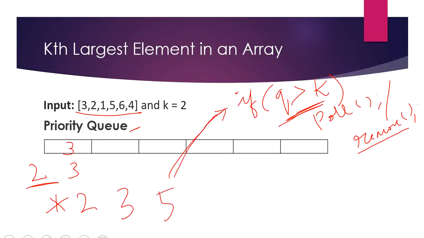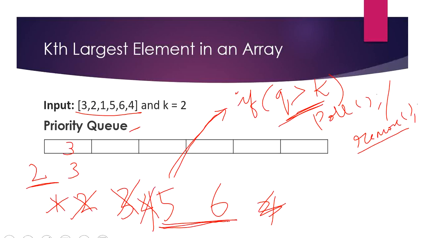Yes, again it checks the condition. It exceeds the limit, so remove the top element. The same way it iterates and inserts 6 and takes away 3, inserts 4 and takes away 4. So 5 and 6 remain. So next, if you remove the element at the top, it is going to remove the least element from the queue, that is 5. That is our kth largest element. So let's see how to implement that in code.